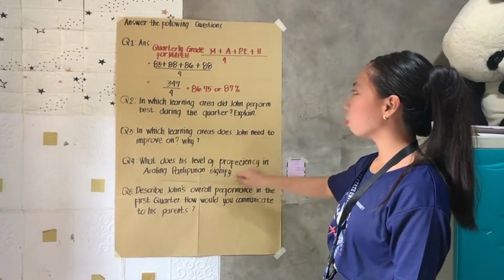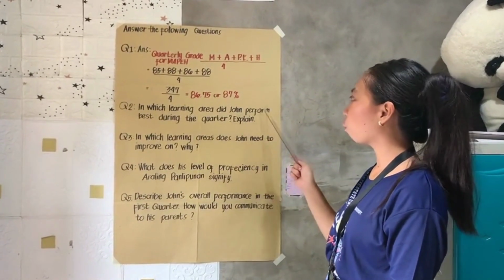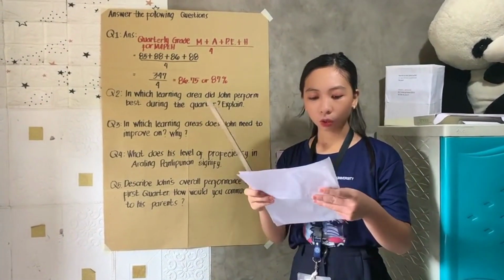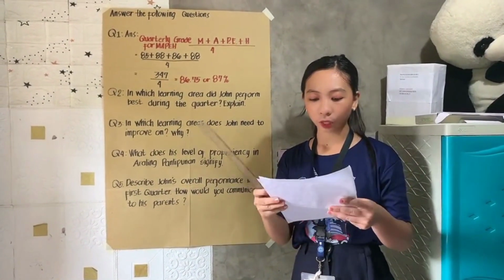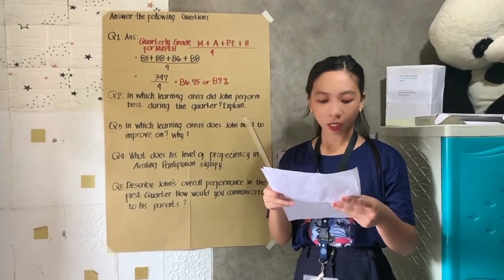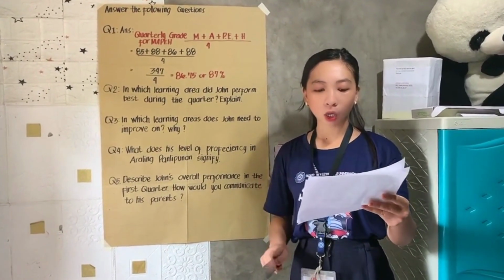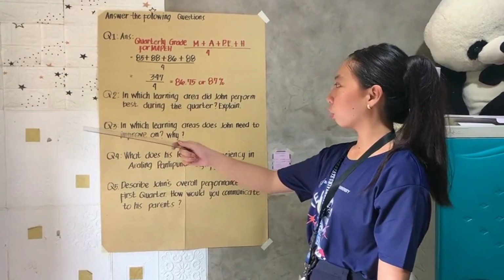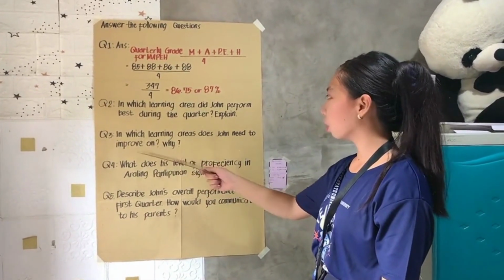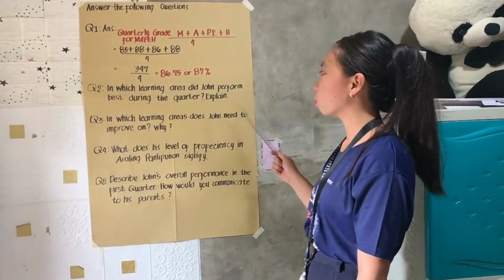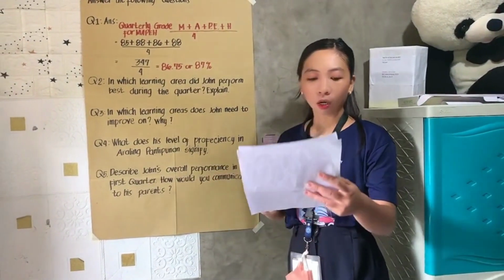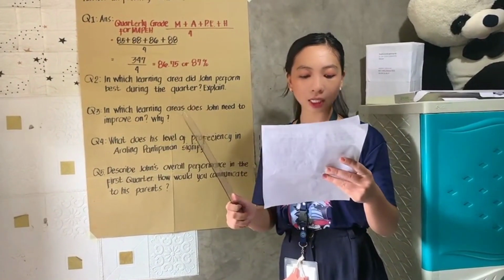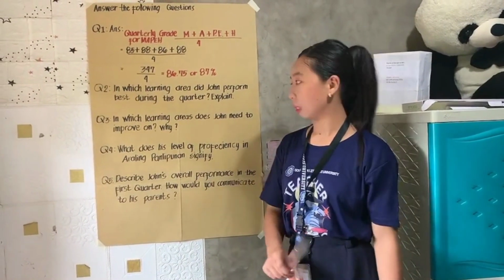And for question number 2, in which learning area did John perform best during the quarter, and explain? So John excelled in the first quarter in Edukasyong Pantahanan at Pangkabuhayan, in which he gained 90% of his grade. Question number 3, in which learning areas does John need to improve on and why? So John needs to improve in mathematics since he got 79 grade as I computed it.